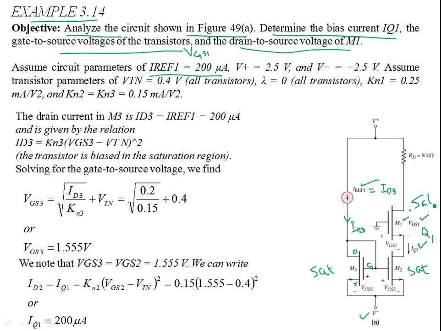So you are given the drain current for the M3 transistor. We are given the supply voltages V plus and V minus, so V plus is 2.5 volts and V minus is minus 2.5 volts. Assume the transistor parameters: the threshold voltage is given as 0.4 volts, applicable to all transistors M1, M2, M3. The channel length modulation parameter is 0.